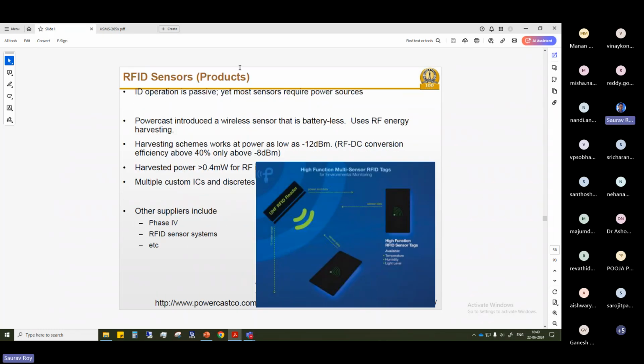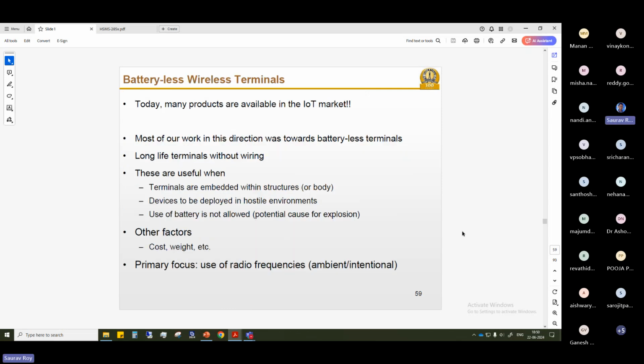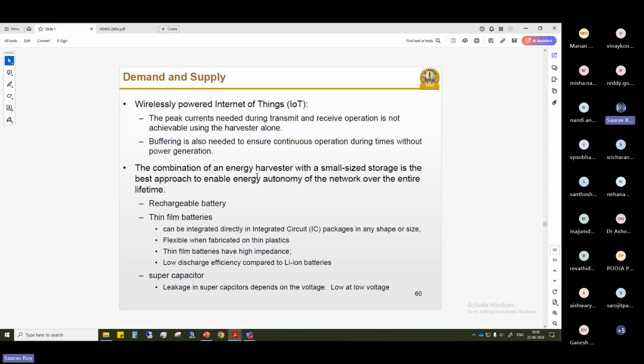There are different RFID sensors separately, and even RFID readers. Based on the reader, the energy will be sent towards the sensor, and the energy harvesting circuit can make use of that. This product is from the Powercast company, which is one of the applications they have shown. And then there are applications for batteryless wireless terminals. Now obviously, what is the demand and supply?